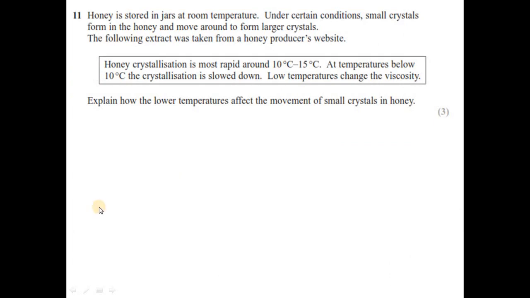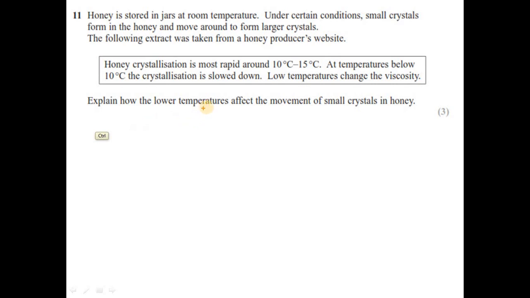Question number 11. Honey is stored in jars at room temperature under certain conditions. Small crystals form in the honey and move around to form larger crystals. The following extract was taken from a honey producer website. Honey crystallization is most rapid around 10 to 15 degrees centigrade. At temperature below 10 degrees, the crystallization is slowed down. Low temperature changes the viscosity. Explain how the lower temperature affects the movement of a small crystal in the honey.